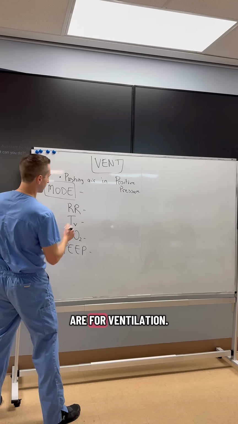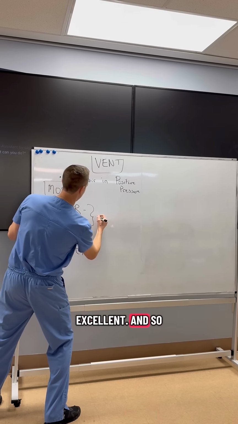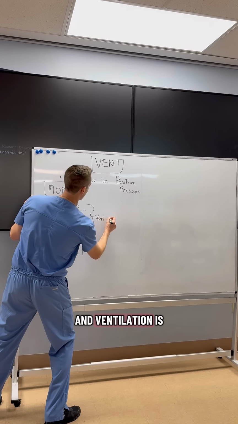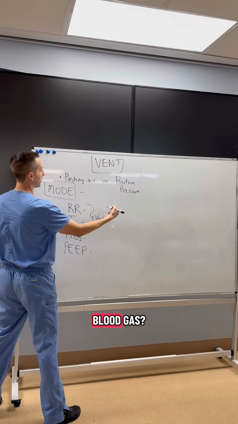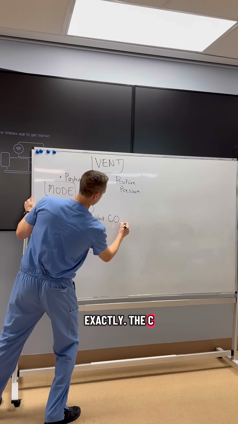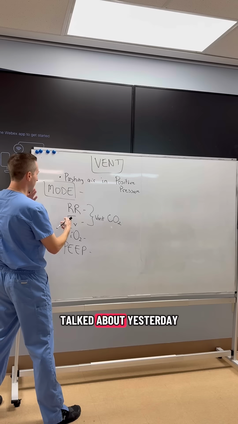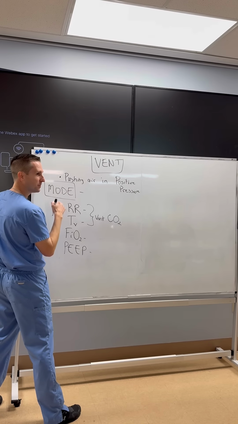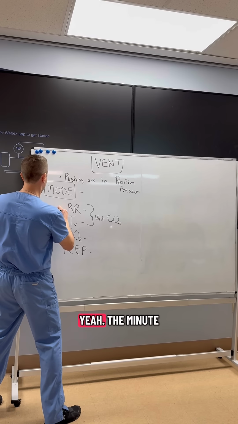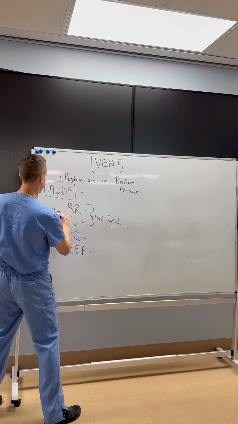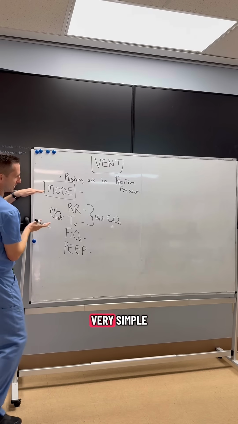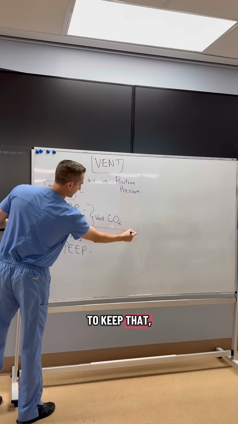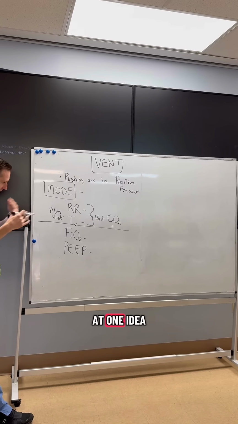The first two are for ventilation. Excellent. And ventilation is going to affect which parameter on your blood gas? CO2. Exactly, the CO2. And we talked about yesterday during rounds, what do these two together equal? Yeah, the minute ventilation, okay? So that's very simple to keep at one idea in your mind.